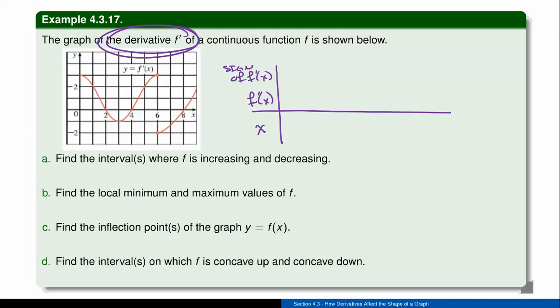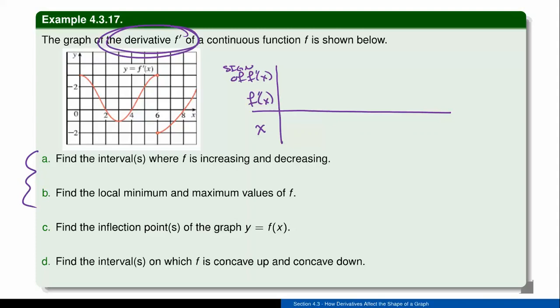If you think about those first two questions about looking for where this function is increasing and decreasing, as well as identifying local maxes and mins, we know that all of these questions are wrapped up with information about my first derivative. Well, in this case, I already have my first derivative. It's just given to me via a graph.